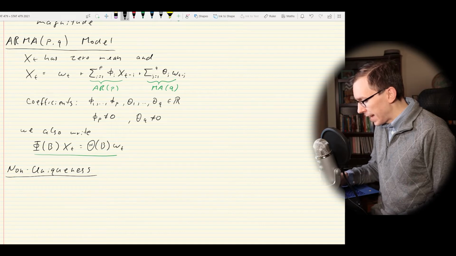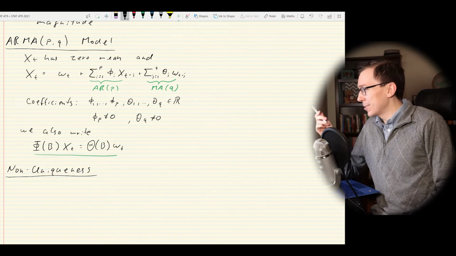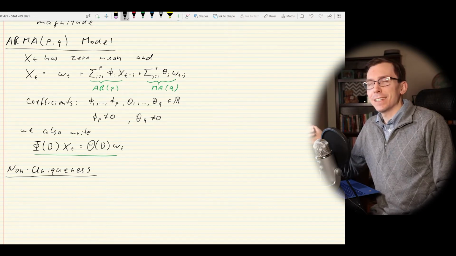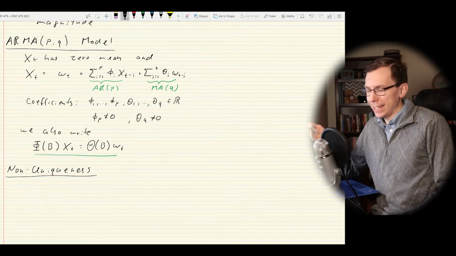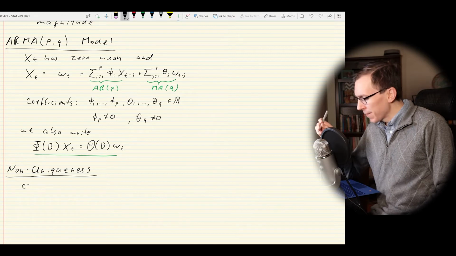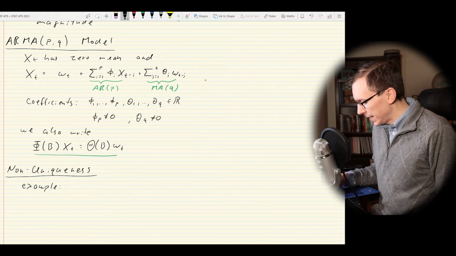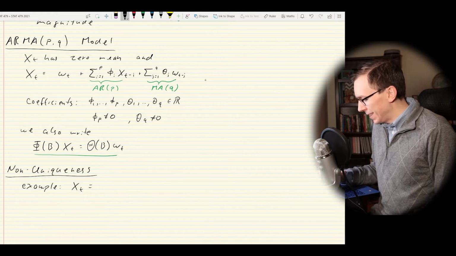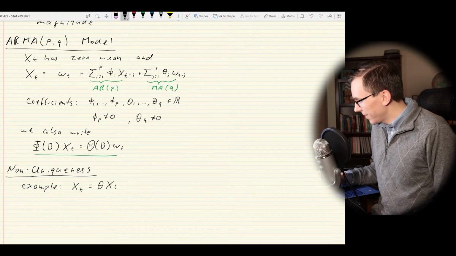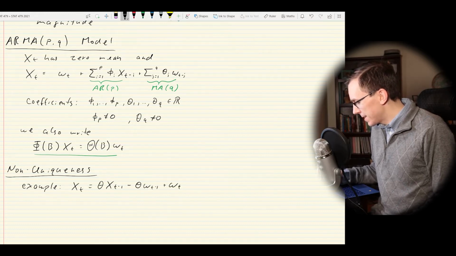If you have an ARMA model, you could actually write it in, effectively, an infinite number of different ways. There's going to be a best way to write it, but let's look at an example. The example we have here is that x_t is equal to theta x_{t-1} minus theta w_{t-1} plus w_t.